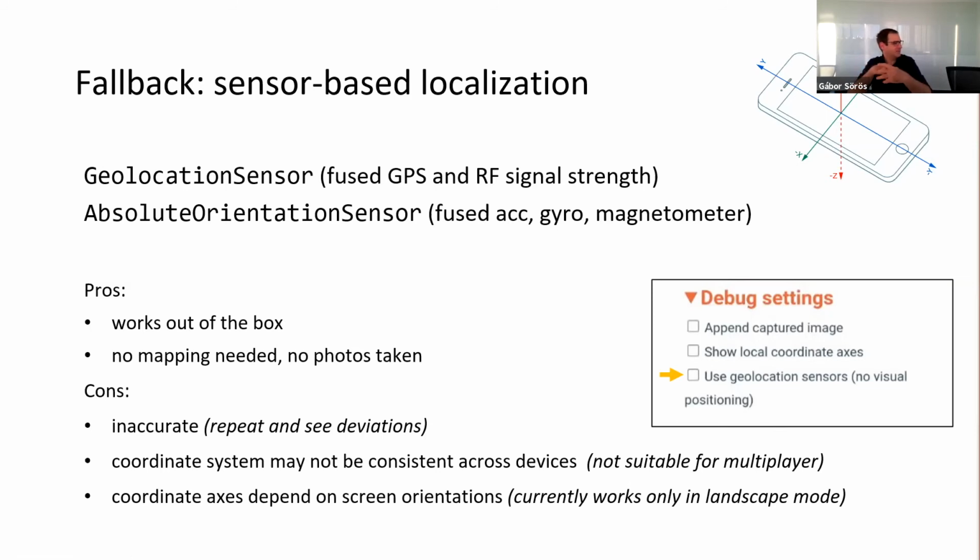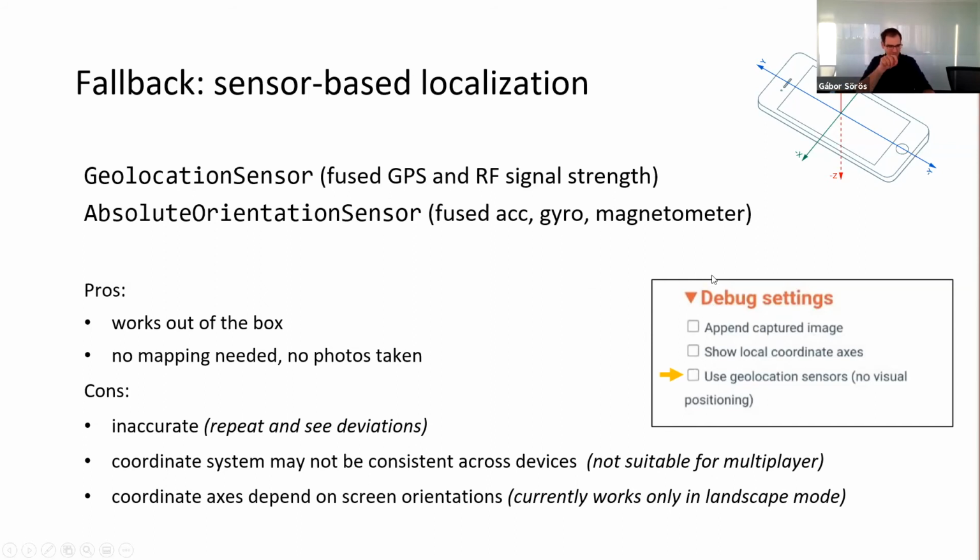So I experience here something like 10 meters deviations if I run this subsequently. And the coordinate system might not be consistent across devices. So for example, this is not good for multiplayer. And I still couldn't figure out how the axes change when I change the screen orientation. This is some mystery, which seems to be different on each of the devices that I tried.